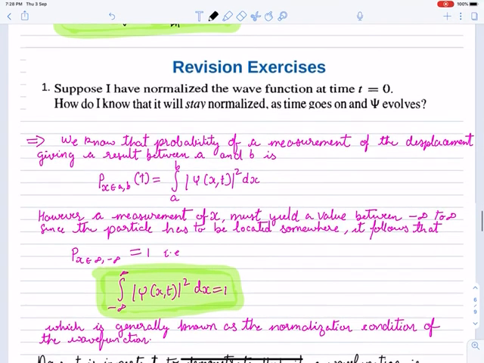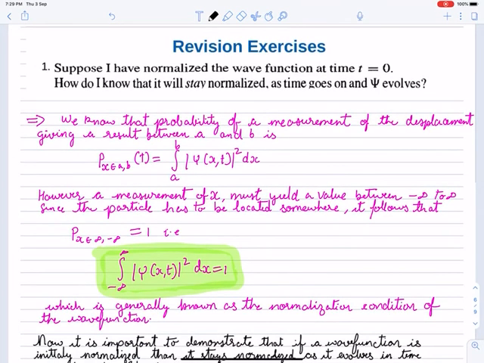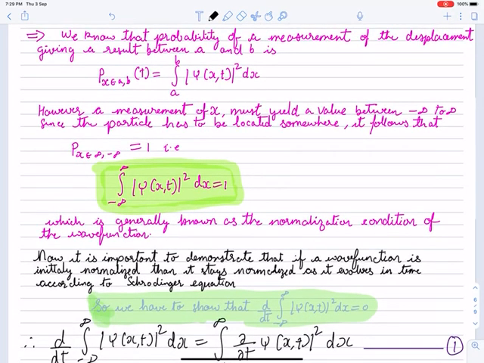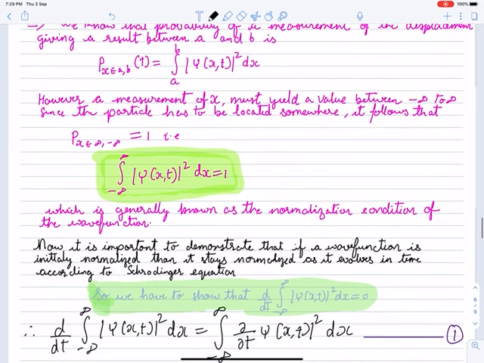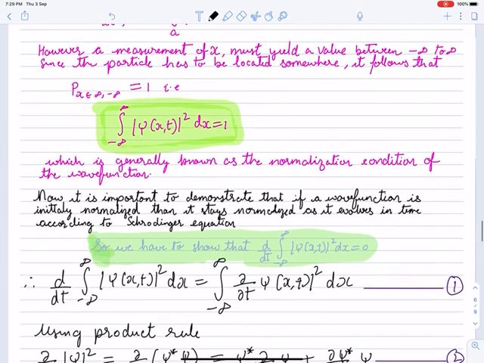See, basically we know that the probability lies between 0 and 1. Normalization is given by the integral from minus infinity to infinity of |psi(x,t)|^2 dx equal to 1. Okay, so now I have solved this. I can show you the whole thing.